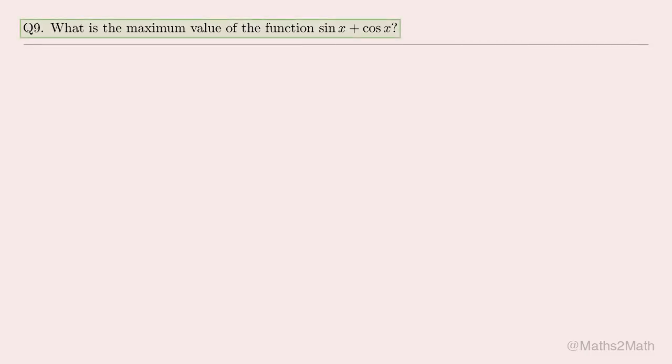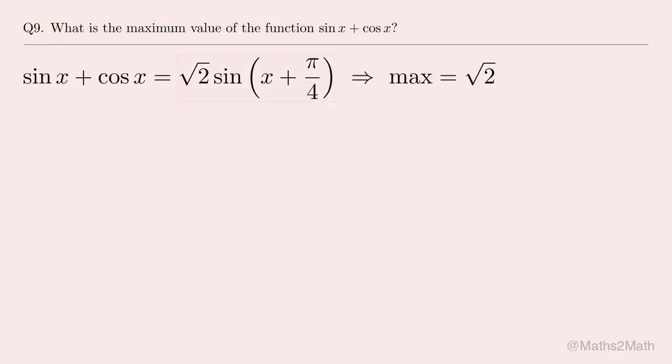Question 9. The classic sum of sine and cosine. Rewrite as a single sine, with amplitude root 2. The combination is root 2 times sine of x plus pi over 4, whose peak is root 2.